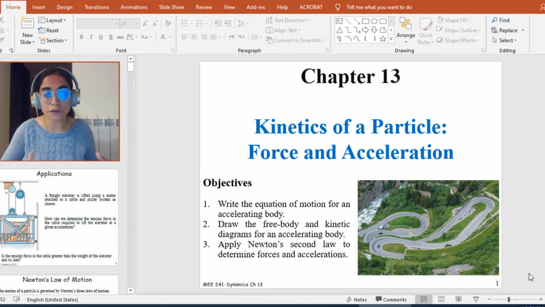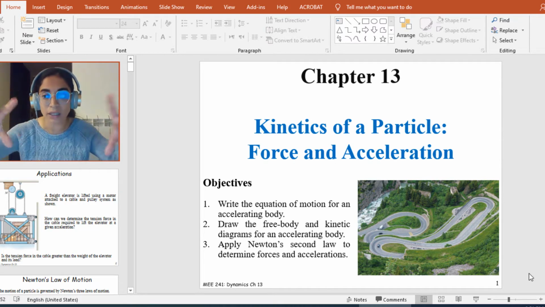So what are the objectives of this chapter? In fact, they are to write the equation of motion for an accelerating body and to draw the free body diagram. And don't forget, guys, what is a free body diagram? A free body diagram is a diagram showing the external forces exerted on this body. Because in fact, I'm not interested about the internal force, since their sum is equal to 0.